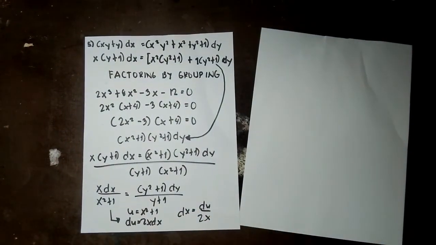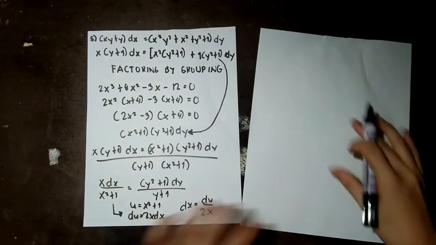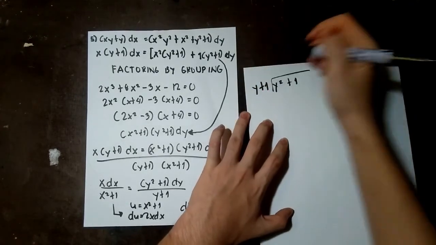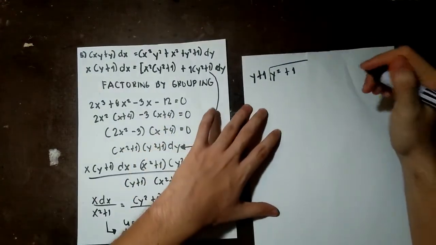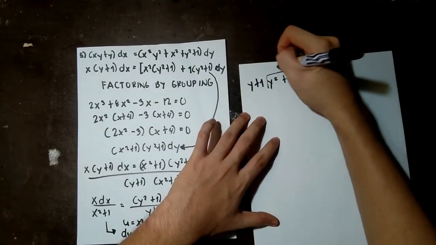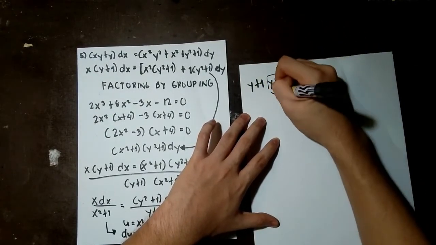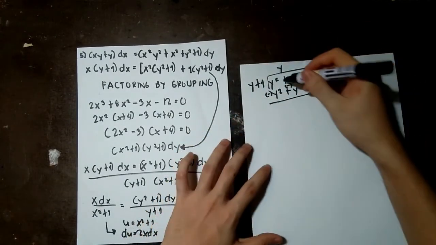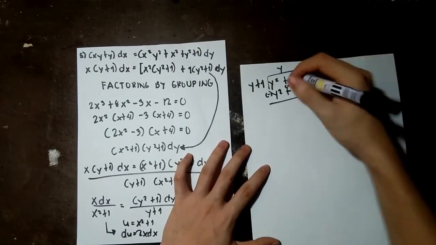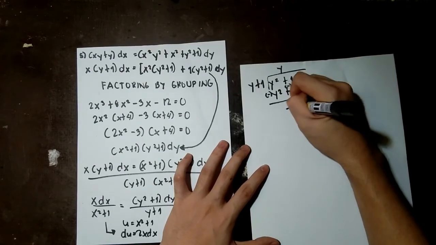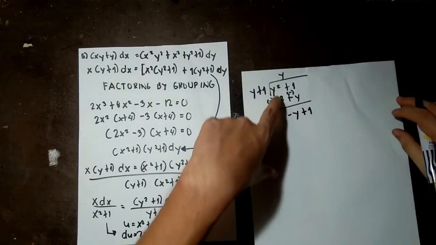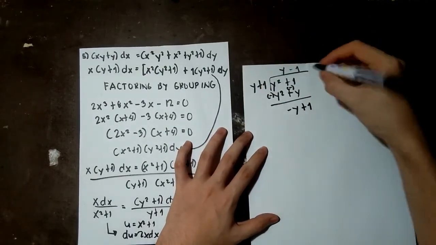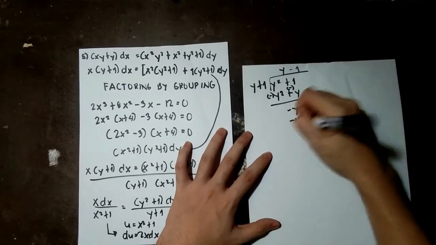Para dun sa right side naman, divide natin tong numerator sa denominator. So y squared plus 1 divided by y plus 1. So basic lang ng division. So y squared plus 1 divided by y plus 1 is just y. Then y squared plus y. Then mag-subtraction tayo. So y squared plus 1 minus y squared minus y is equal to negative y plus 1. Then negative y plus 1 divided by y plus 1 is negative 1. Then negative 1 times y plus 1 is negative y minus 1.